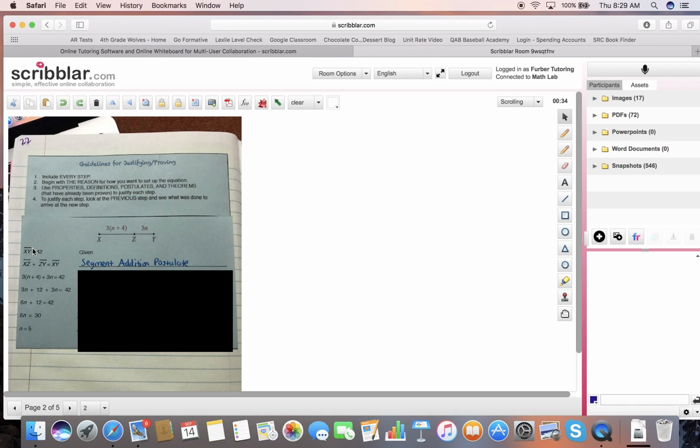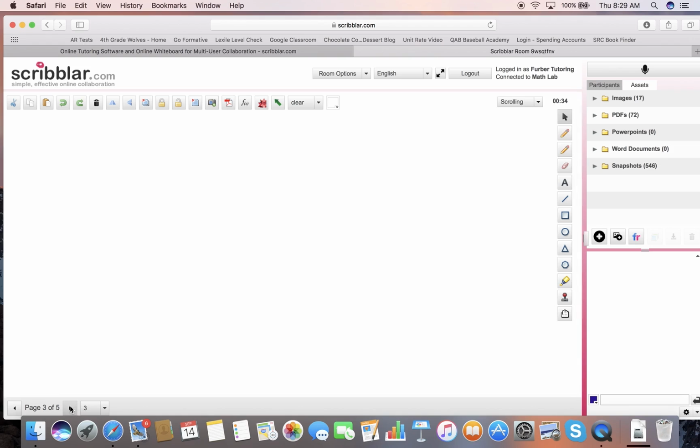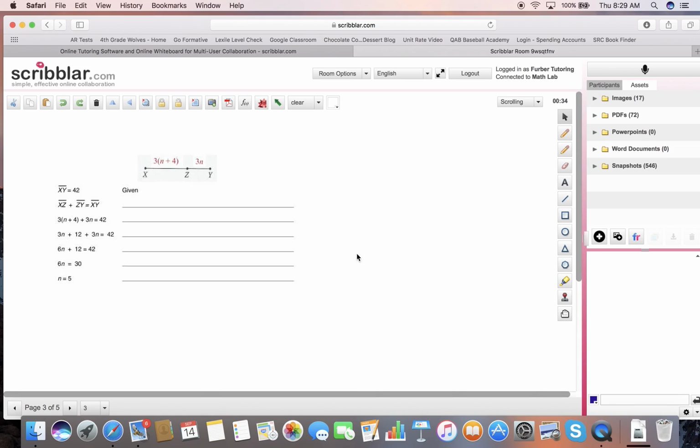Okay, so let's look at a couple of examples here. Let's do this example on the next page, and you'll be able to see how we set these up. Okay, so we're going to be filling in the justification for how we're solving this problem. Basically I'm trying to solve for n. That's what I'm going to arrive at in the end. So I want to figure out how I arrive there.